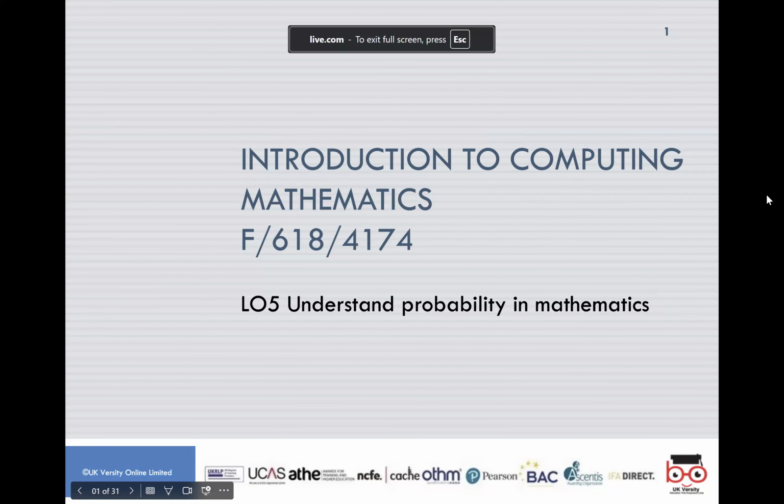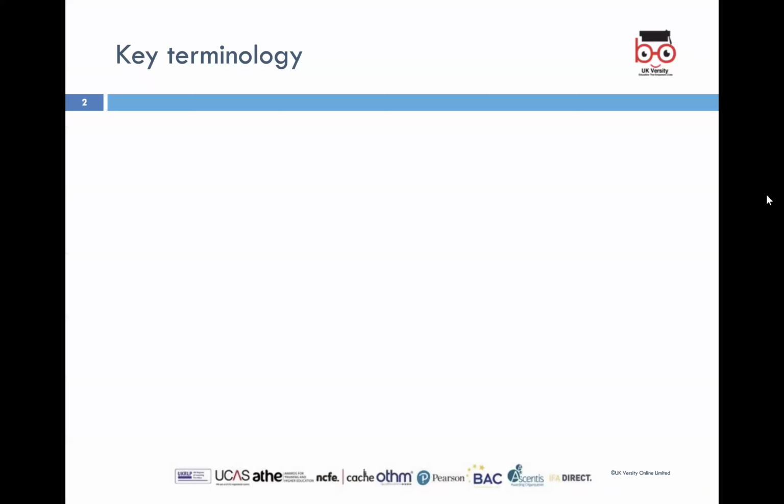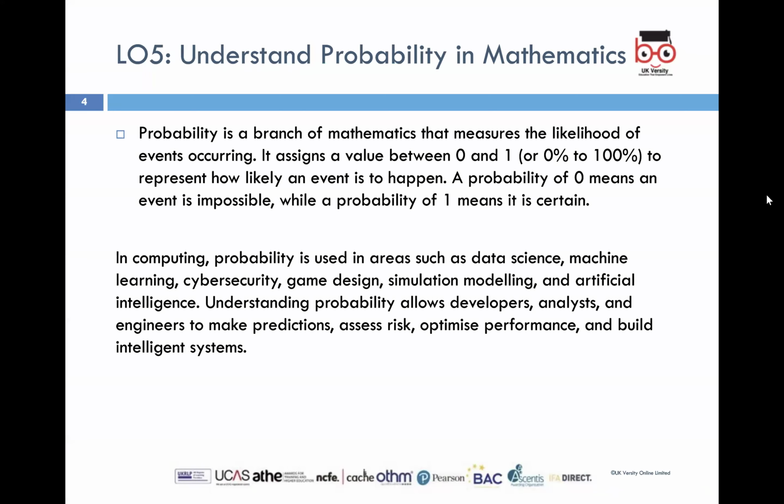Yeah, cool. So today, we are going to understand probability in mathematics, and that is the main learning objective. Probability is a branch of mathematics that measures the likelihood of events occurring. It assigns a value between 0 and 1 or 0% and 100% to represent how likely an event is to happen.